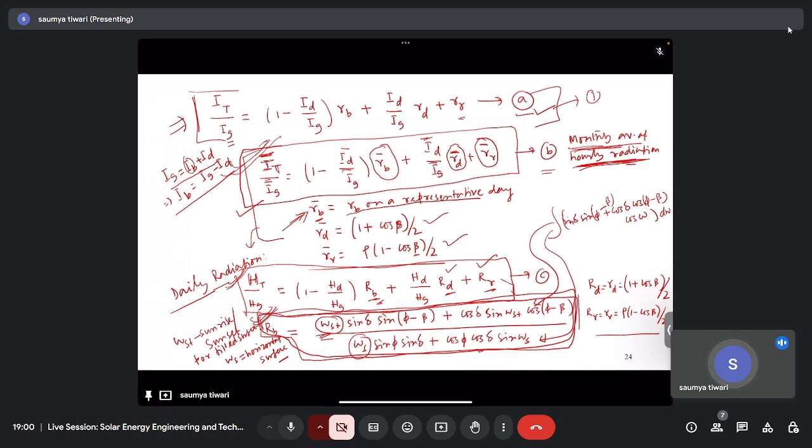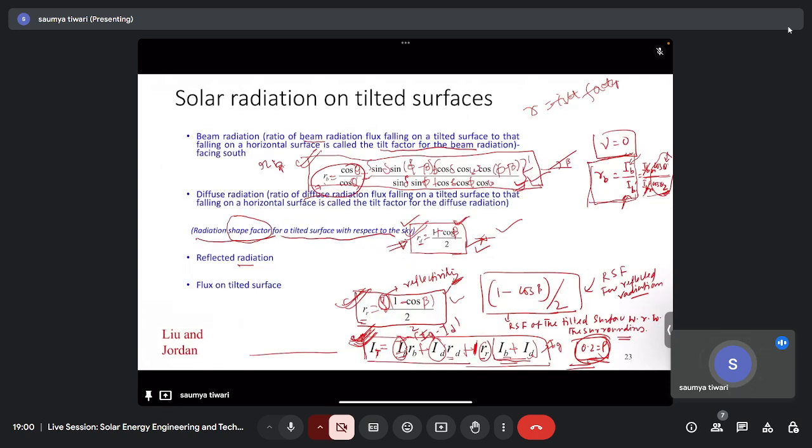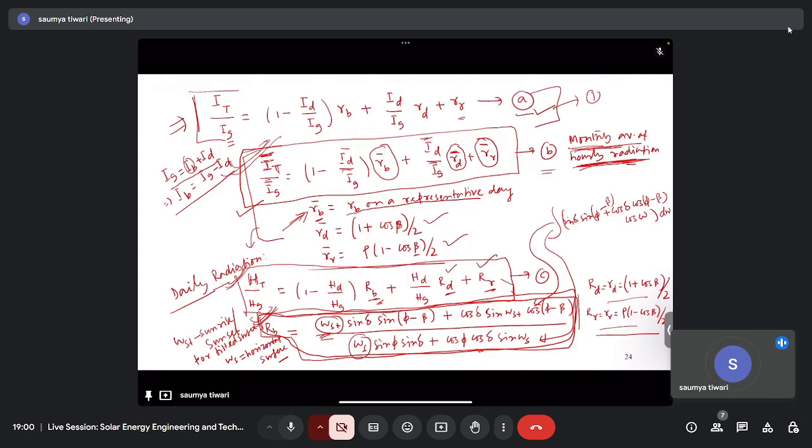And note that RD and RR are independent of omega, so these two equations will be the same. We'll put them back into the equation. This is denoted by capital R if we're talking about daily radiation. Okay, and this is your formula. I hope all the notations are clear, how these notations and formulas come about, and what the important formulas are that you need to remember.